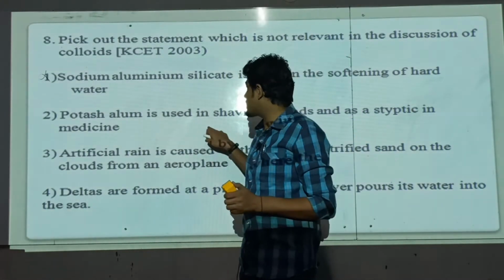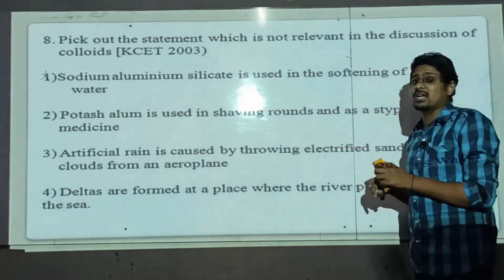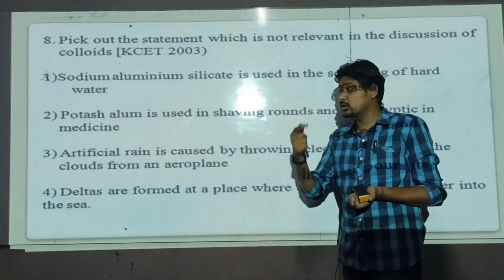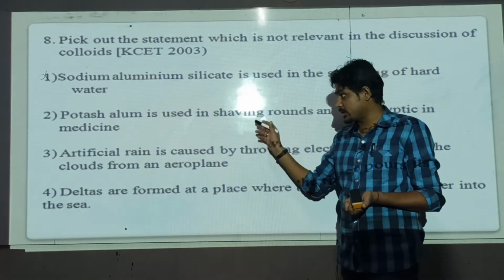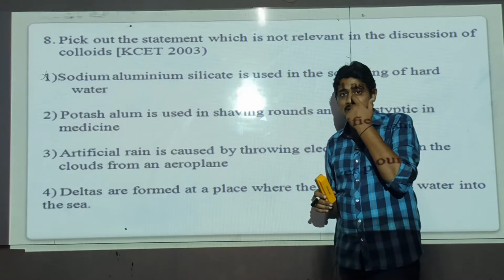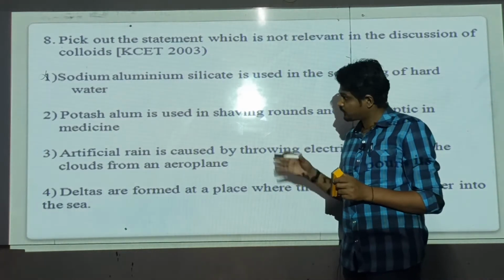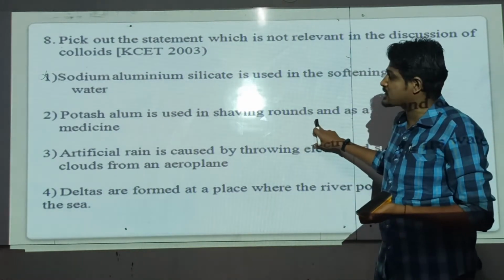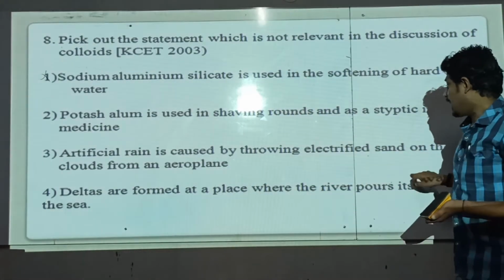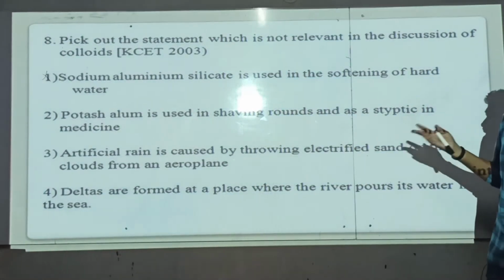See, potash alum is used in shaving rounds, meaning whenever there are any cuts during shaving and bleeding happens, potash alum is used. Just now we had seen that potash alum acts as a coagulating agent. Therefore, this is relevant to colloids. Next, artificial rain is caused by throwing electrified sand on the clouds from the aeroplane.